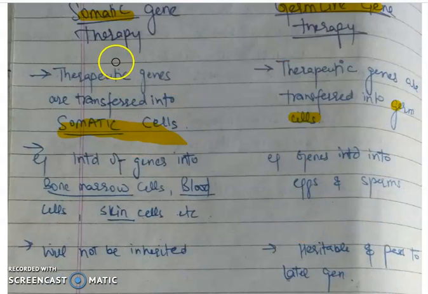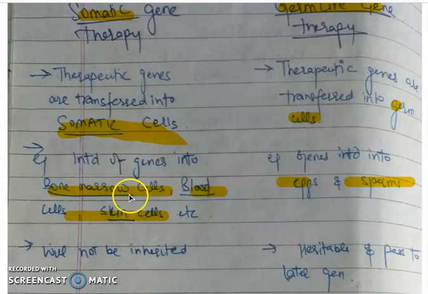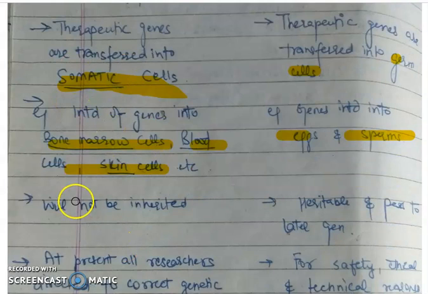So, what kind of cells do we target in somatic gene therapy? They are bone marrow cells, blood cells, skin cells. And in germline therapy, we target sperms and eggs. Being in somatic cells, these genes are not inherited. So, they are not inheritable.